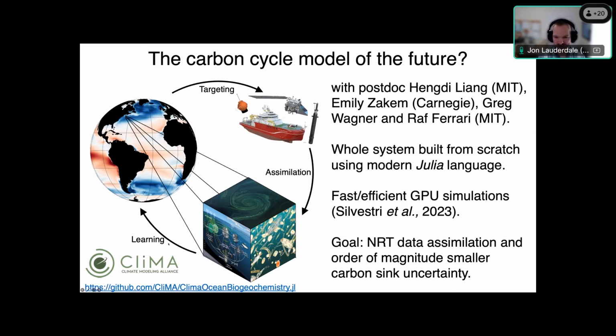part of the CLIMA goal is to assimilate in near real time, all available observations, and for us that would include both PACE and BGC Argo, different ship profiles and stuff like that. And also by building it from the ground up, we can reassess a bunch of different decisions that have been made over the last 40 years to build BGC models, and try to reduce the uncertainty in the ocean carbon sink even further.